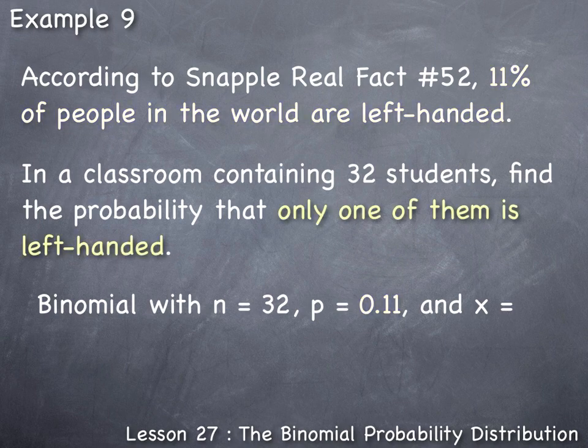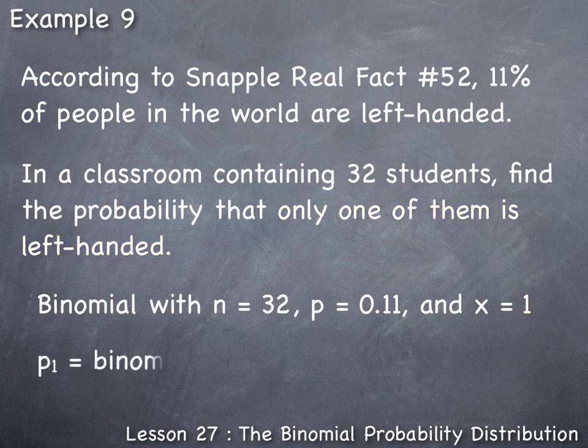And the value of the random variable x is based off the probability question we're trying to answer. In this case, what's the probability that only one of them is left-handed? So the value of the random variable x that corresponds to only one being left-handed would mean x equaling 1 and only 1, nothing else. And since we're trying to find the probability that x equals 1 and only 1, on the TI-84 calculator, the command that calculates the probability of just equaling that one particular value of the random variable x is the binomPDF command.